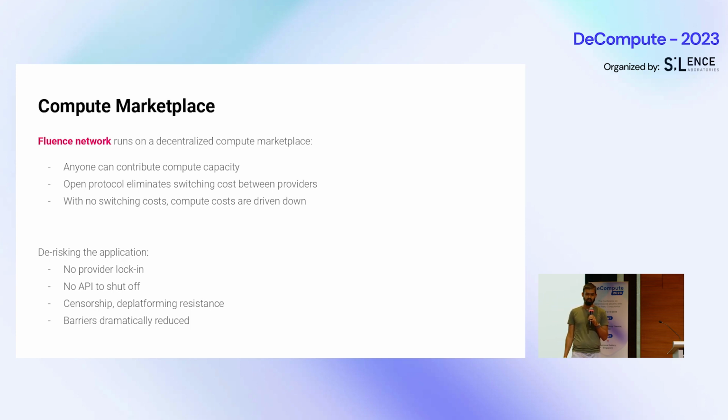And it allows de-risking the application, as there is no provider lock-in, there's no API to shut off, there's no means to censor data and to check what can or cannot run on the network. So the entry barriers to distributed or decentralized applications, or to creating multi-party protocols and running them in the wild, are reduced.